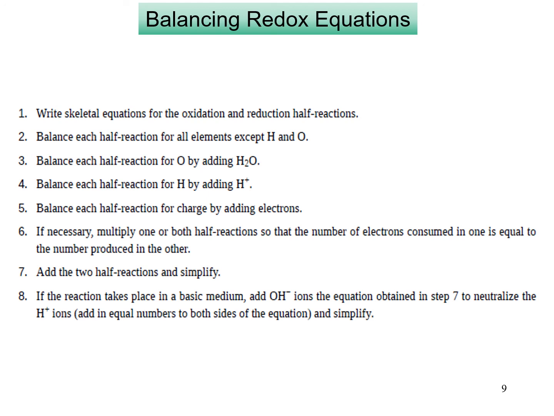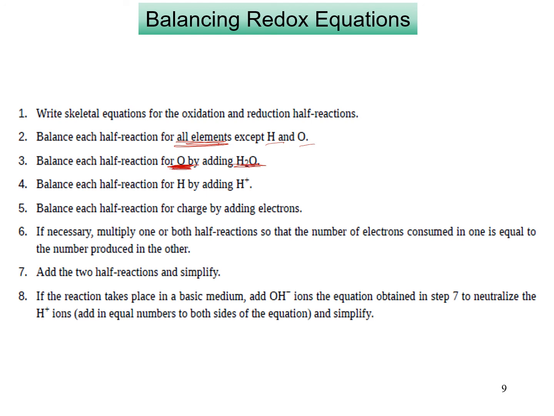Now balance each half reaction for all the elements except hydrogen and oxygen. So balance for all elements, leave hydrogen and oxygen alone. Once that is done, you move on to step number 3, which is balance each half reaction for oxygen. So balance all elements first, except hydrogen and oxygen. Then you balance oxygen. How can you balance oxygen? By adding water. So for every oxygen, you add one water. If there are two oxygen to balance, you add two water molecules. There's nothing else you can add, okay? If you want to balance oxygen, balance by adding water.